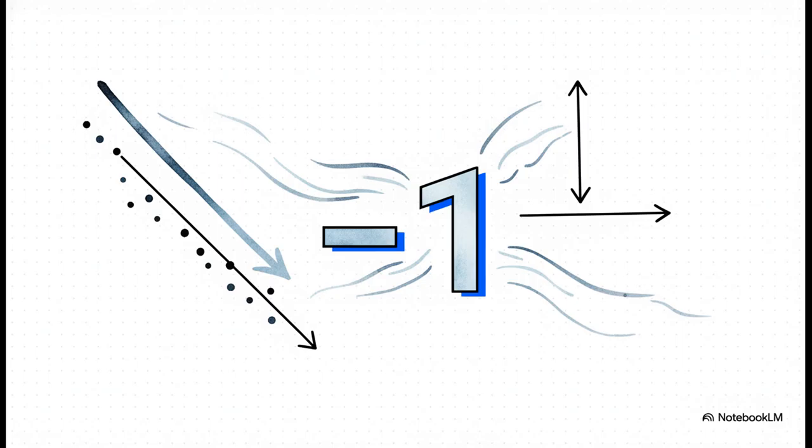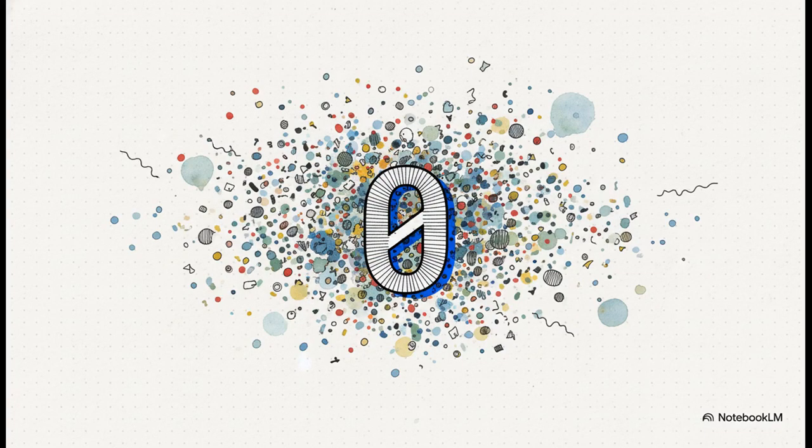If you get an R of exactly -1, boom, you found a perfect negative linear relationship. As one thing goes up, the other goes down in a perfectly straight line. Now, what if R is 0? That means there's absolutely nothing. No linear relationship anyway. The data points are just a random cloud on the graph. There's no straight line pattern at all.